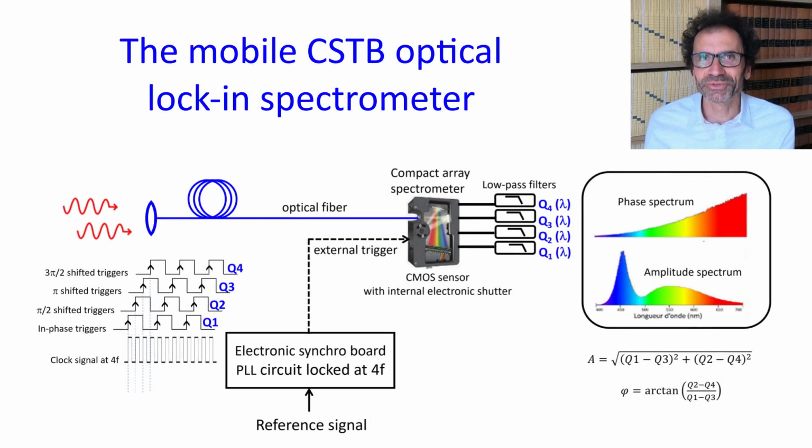This diagram shows how the mobile CSTB optical lock-in spectrometer works. It is based on a single compact array spectrometer, which has a CMOS sensor fitted with an electronic shutter and an external trigger. This feature is very important because we need to acquire series of spectral distributions synchronized in phase quadrature for each modulation cycle of the signal.